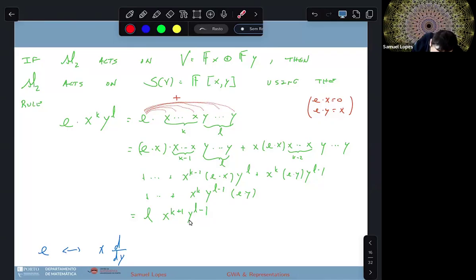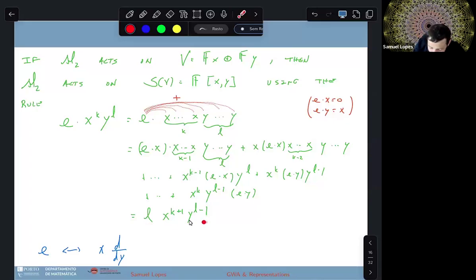So I will get L times something. And what is that something? Well, I replace one of the y's with an x, which means that I'm going to boost the power of x to k plus 1, and I'm going to reduce the power of y by 1. So this is the end result.